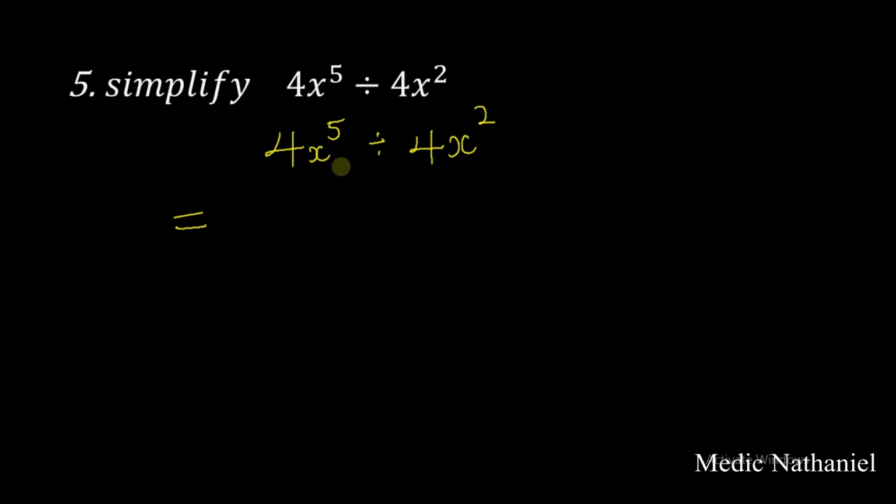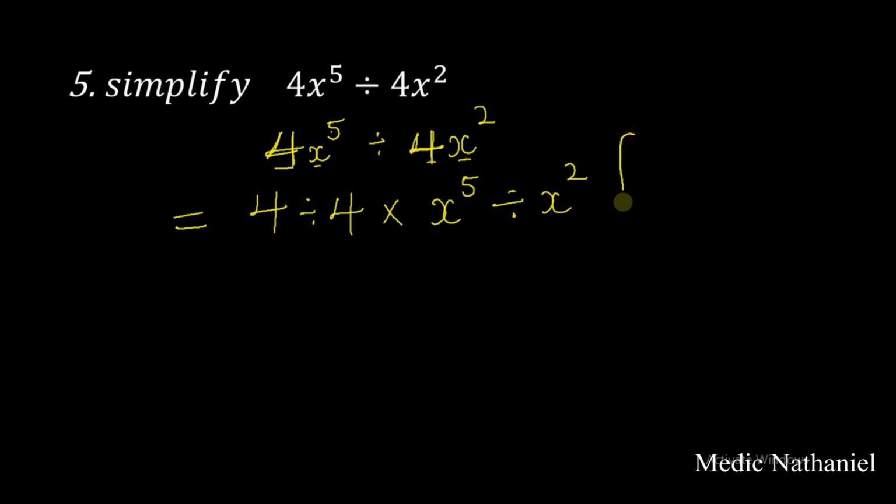Identify the ordinary number and the index number. In this expression, 4 is an ordinary number, x raised to the power 5 is an index number. In this second expression, 4 is an ordinary number, and x raised to the power of 2 is an index number. So what you want to do is let the number divide the number and let the index number divide the index number. If we apply that, that would be equal to 4 divided by 4, that is this 4 divided by this 4, times x raised to the power of 5 divided by x raised to the power of 2, that is the index number here divided by the index number here.